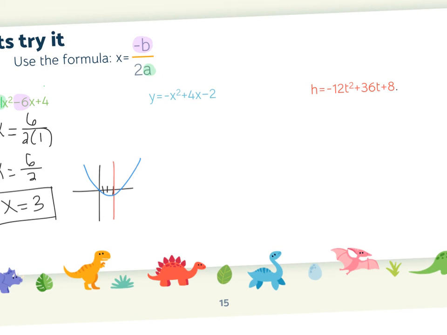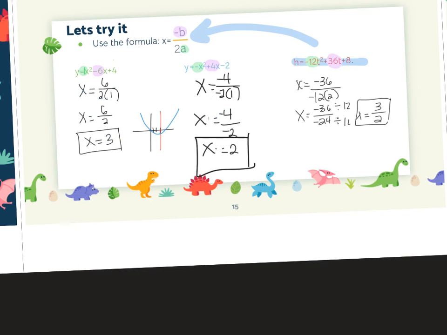Remember, you're still using the same thing, even though this is x's and h's and t's. You're still using the same formula over here. We just have different letters. So give it a shot, pause it, come back and check your work. All right, I got x is -2. I'm sorry, x is 2, and then x is 3/2. If you didn't get those two answers, make sure you pause it, look over my work, check your work. If you did, let's move on.